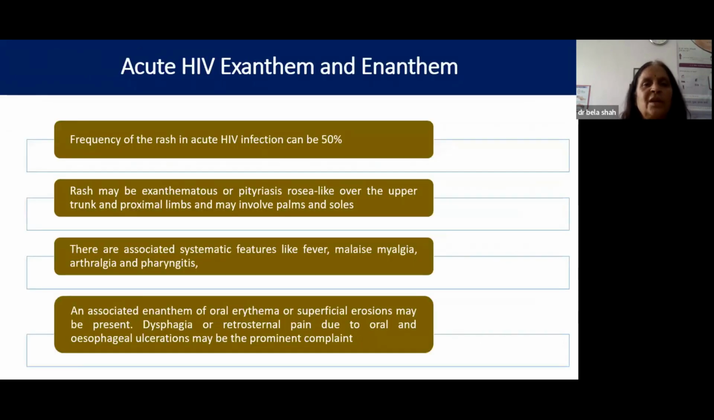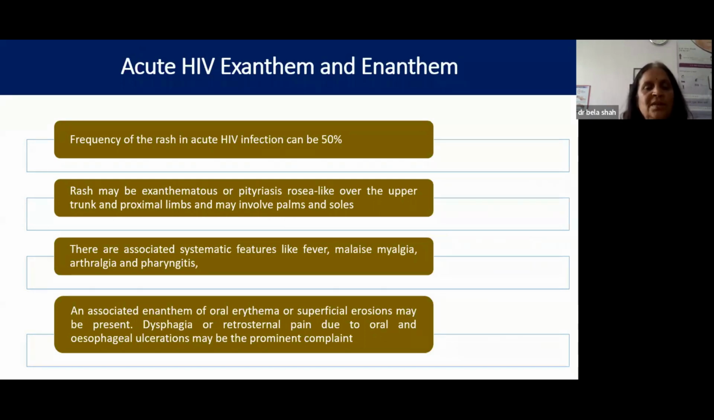A word about acute HIV exanthem and enanthem. The frequency of this rash in acute HIV infection is 50%. The rash can be exanthematous, or it can be like pityriasis rosea over upper trunk and proximal limbs. Can involve palms and soles. Patients will have associated findings like fever, malaise, myalgias, arthritis, arthralgias, pharyngitis.